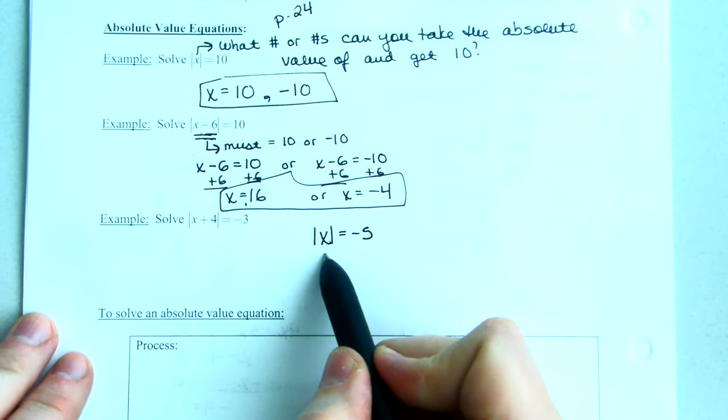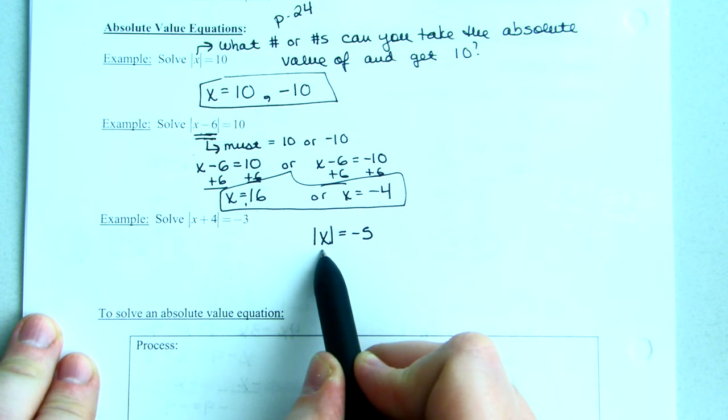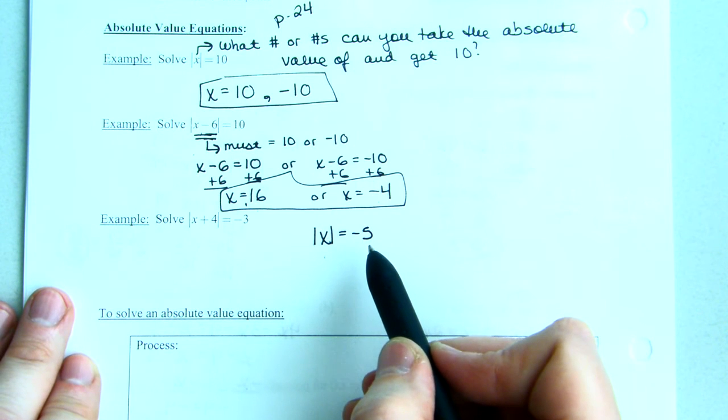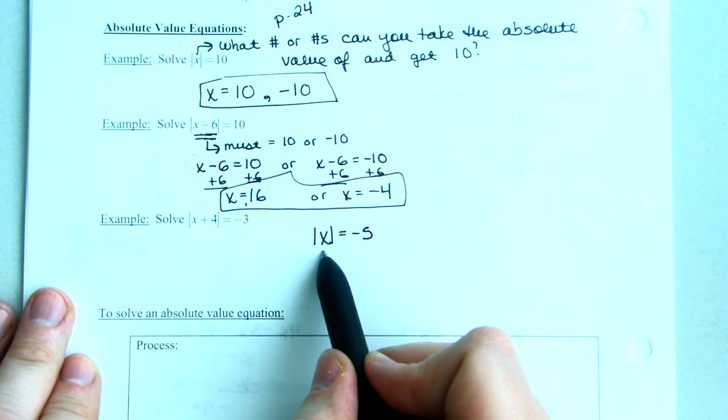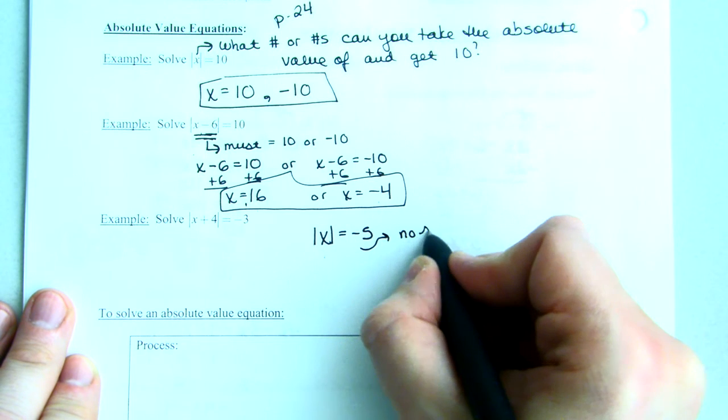Well, if you said 5, absolute value of 5 is positive 5, it's not going to work. If you said negative 5, absolute value of negative 5, absolute value makes it positive, so that's going to give me 5. I don't think there is anything. There are no numbers that you can take the absolute value of and end up with a negative number answer. Something like this has no solution.